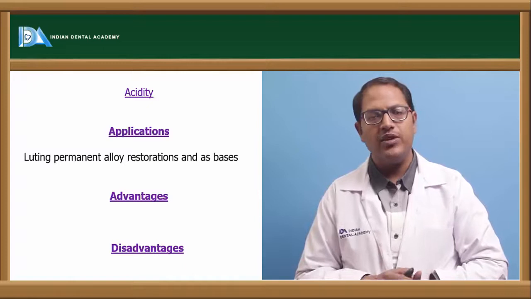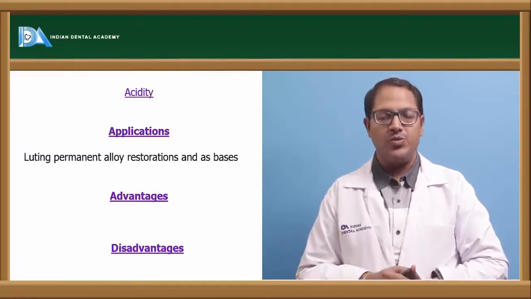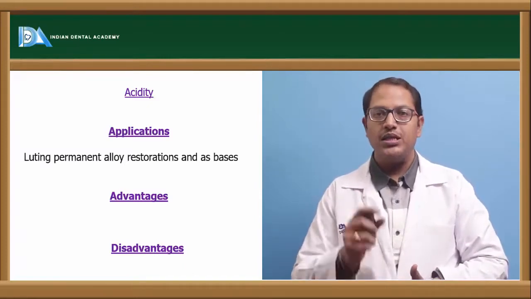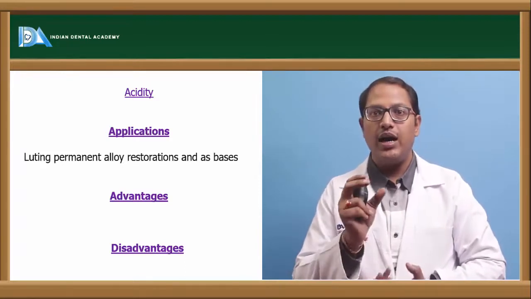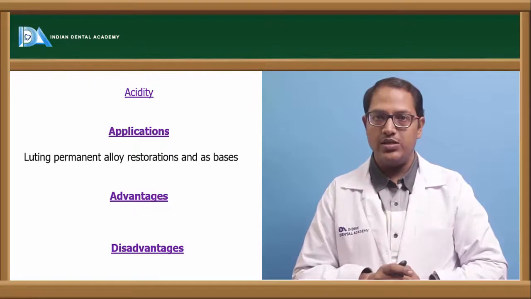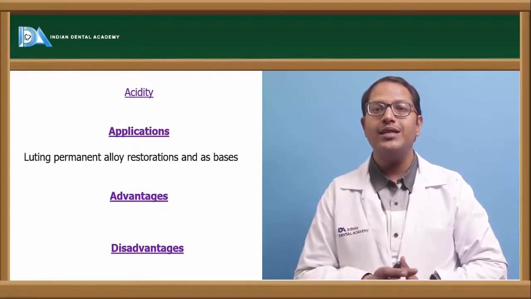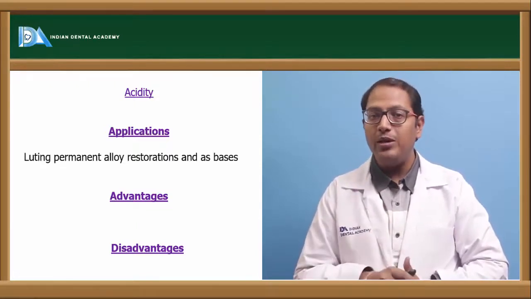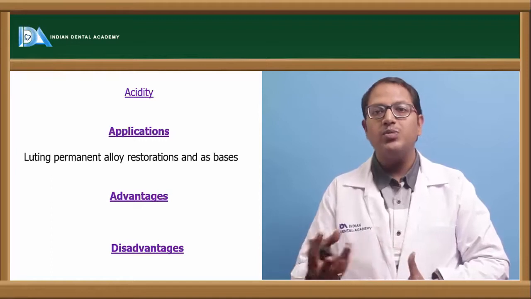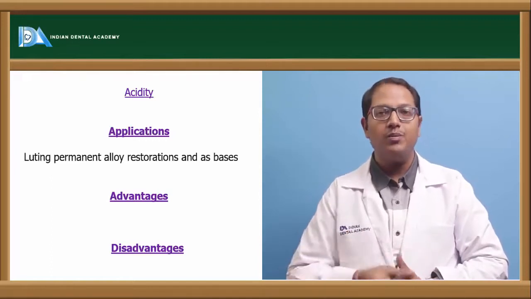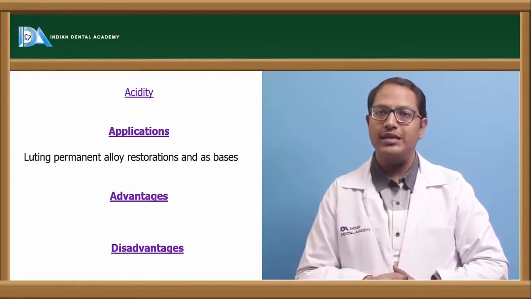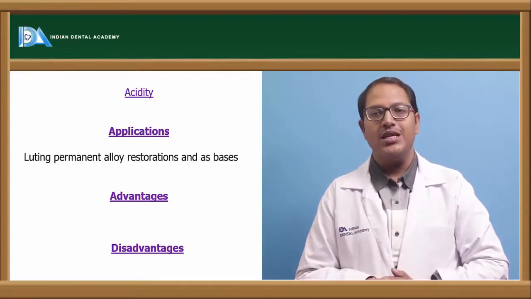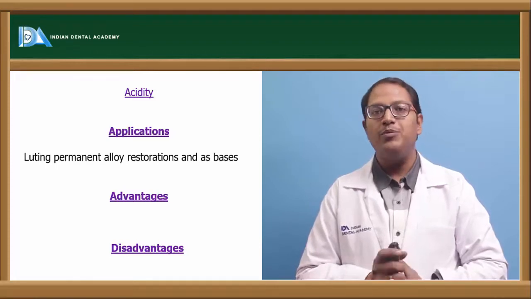So why does this have a mild response to the pulp? Because the particle size of zinc polycarboxylate is very high. It is bigger in structure, so it cannot go inside the dentinal tubules to reach the pulp. Hence the mild response to the pulp. It cannot go to the pulp, so how will it get a response from the pulp? That's why it's a little better than zinc phosphate cement in terms of pulp response.